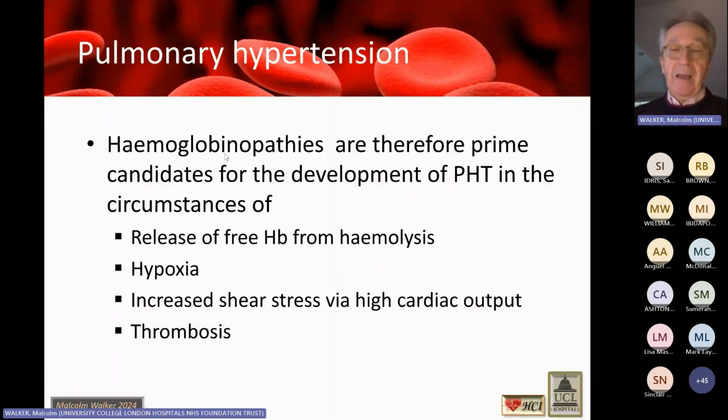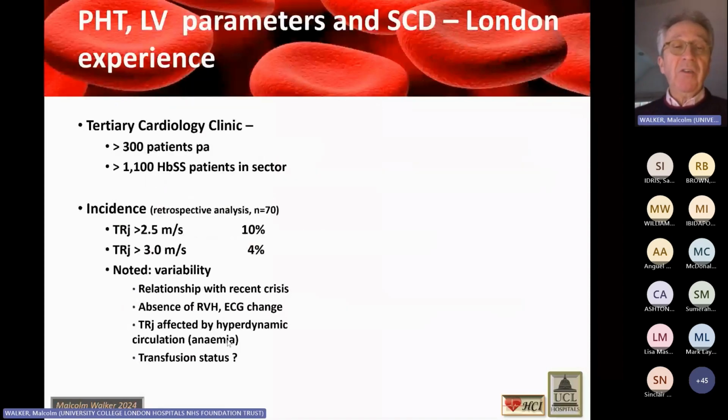So hemoglobinopathies are prime candidates for the development of pulmonary hypertension because of release of free hemoglobin from hemolysis that causes the endothelial dysfunction, the associated hypoxia, increased shear stress, and a propensity for thrombosis. So it's a perfect storm. And so how often do you see it? This is from our study of our patients coming along that Mark Westwood published. 10% with a velocity, that's absolute normality. 4% with the more significant over 3. And there was a relationship, and it's variable with the recent crisis.